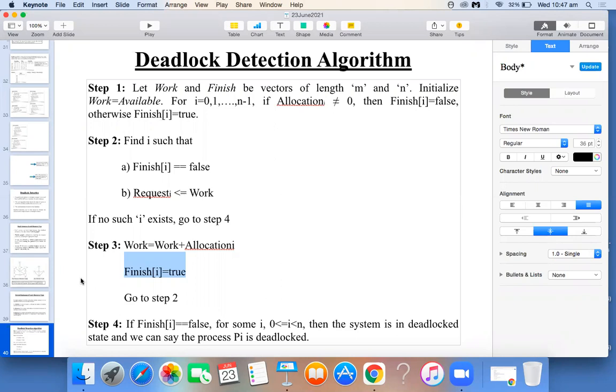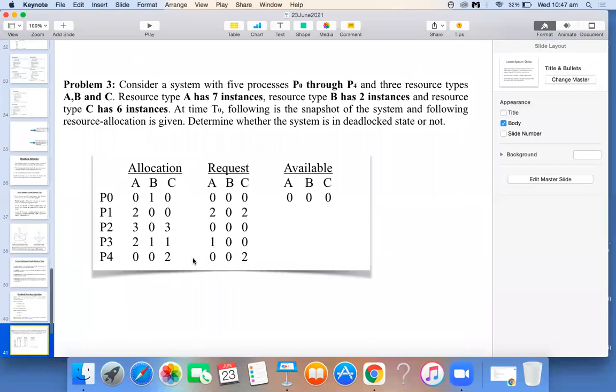So let us solve one problem so that you can easily understand how we detect deadlock in our system. Let us quickly move to the problem. Please get ready with your book. I will solve that problem. So this is the problem, and I will read it out for you. Consider a system with 5 processes: P1, P2, P3, P4. There are 3 resources: A, B, C. Resource A has 7 instances, resource B has 2 instances, and resource C has 6 instances.